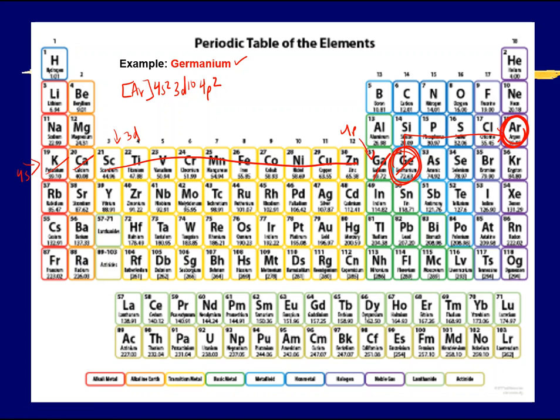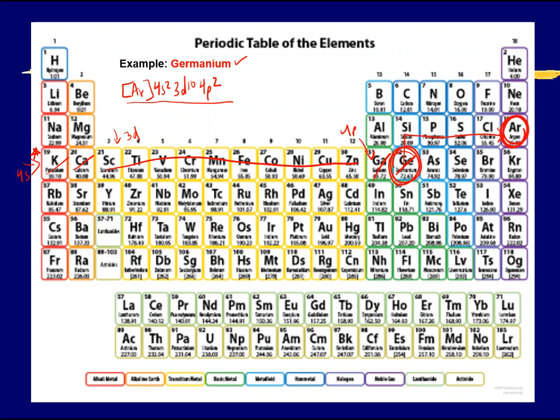Okay, so hopefully you were able to figure out that you go above germanium and then down to the end to get argon as your noble gas. Then you come over here and start in the row with germanium. So you would fill the 4s2, the 3d10, and then 2 into the 4p. So this would be the noble gas configuration for germanium.